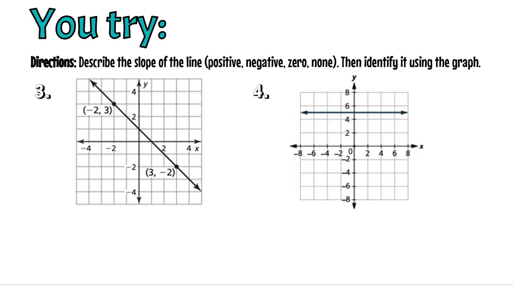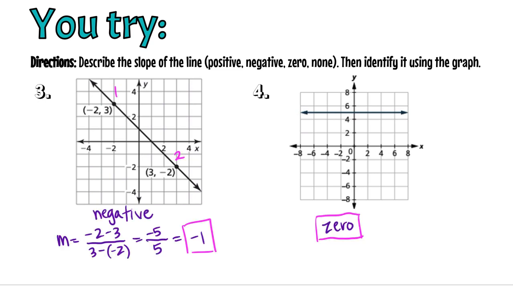Now it's your turn to try. Pause the video and describe the slope of the line and then identify it using the points on the graph. Hopefully you paused the video, and we see in this first example, number 3, from left to right, the graph falls, and so it's a negative slope. And then we can verify that it's negative when we calculate, and we get a slope of -1. And then in number 4, we see that the graph neither rises nor falls, therefore it's a slope of 0.